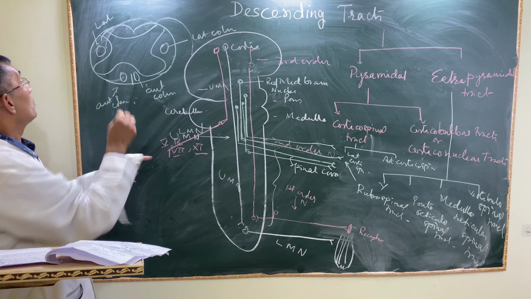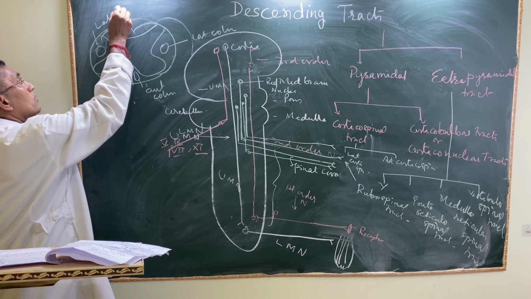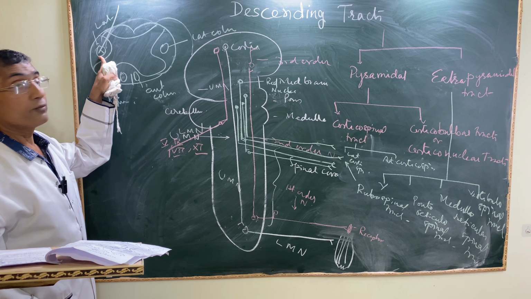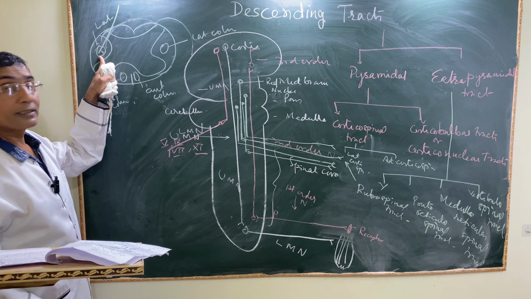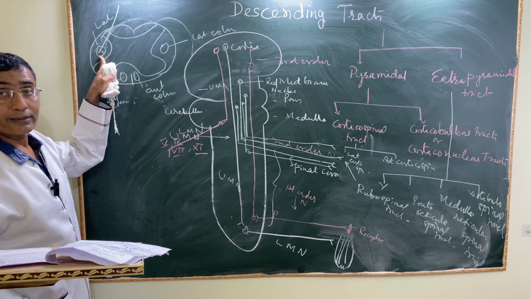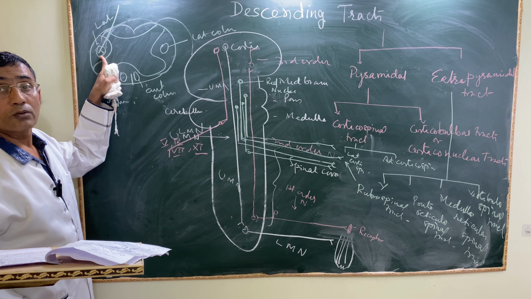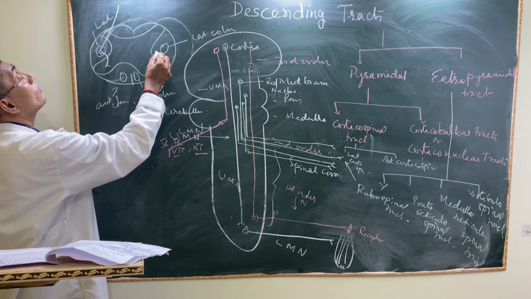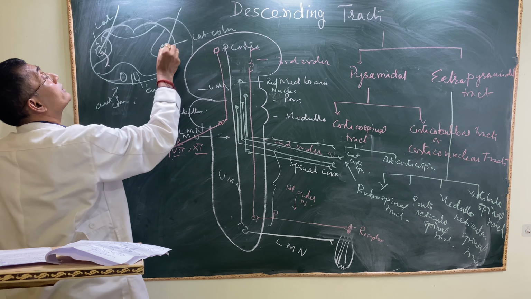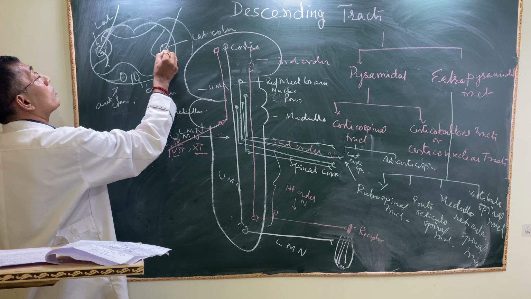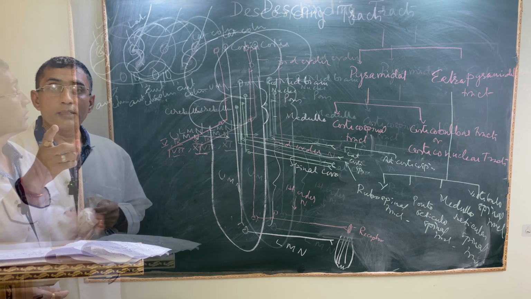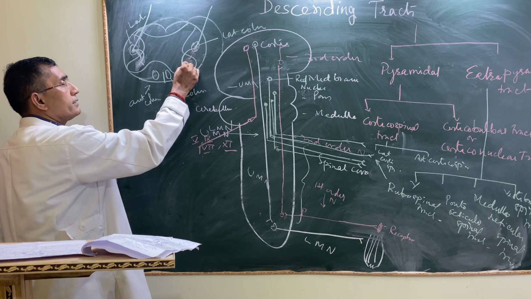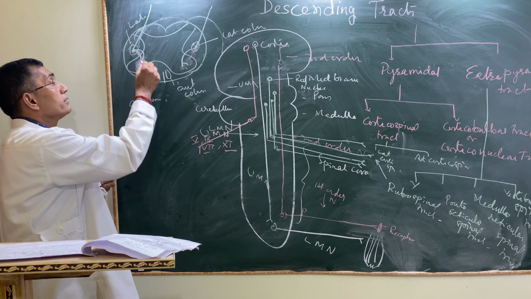Now the fibers which are terminated in lateral column, 80% fibers of corticospinal tract are terminated in the lateral column. So we call it lateral corticospinal tract. From here it controls the activity of the cells present in the anterior horn. Now this lateral corticospinal tract is terminated in the ventral horn.